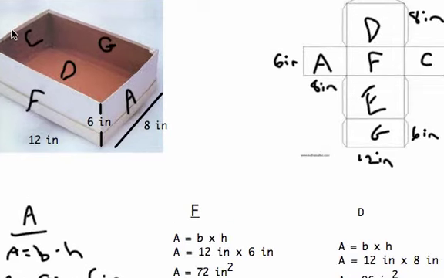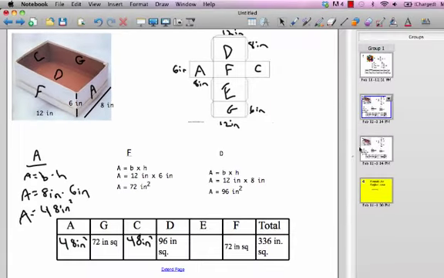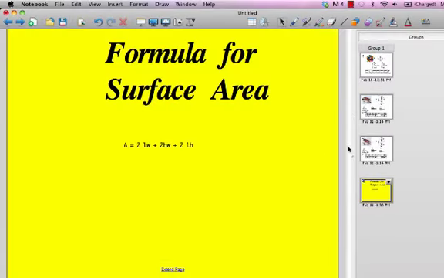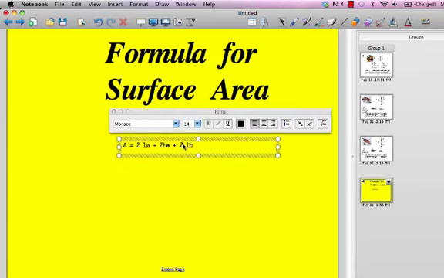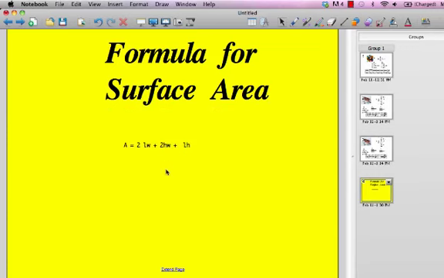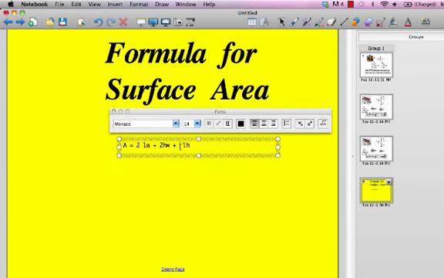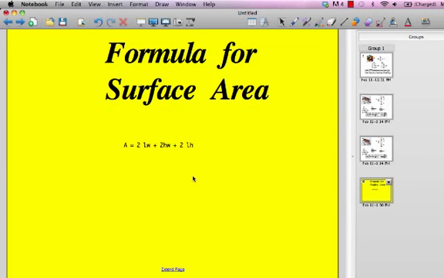You're doing two of these shapes, A and C, and then you're doing two of these shapes, F and G, and then finally two of these shapes, the top and the bottom, D and E. And of course, if, like on the last one, we were missing the top to a shoebox, then you would just do one of the lengths times the height. But in general, this would be the safe formula to find.